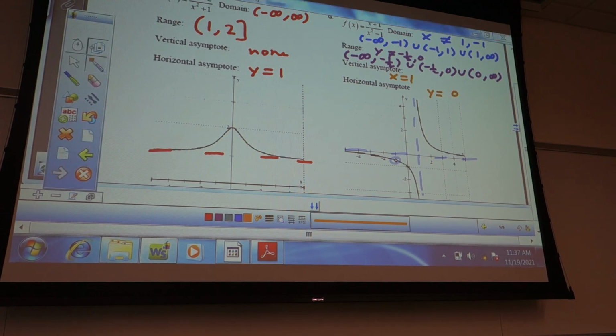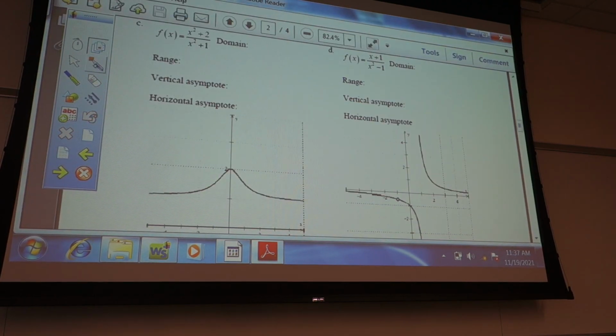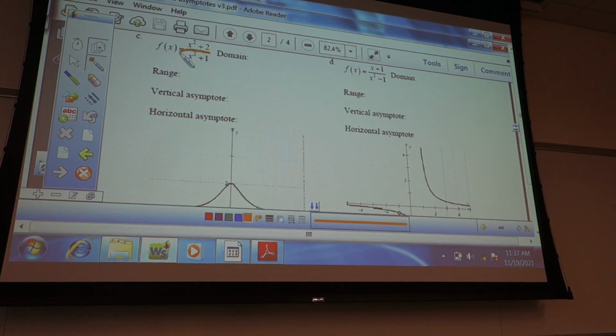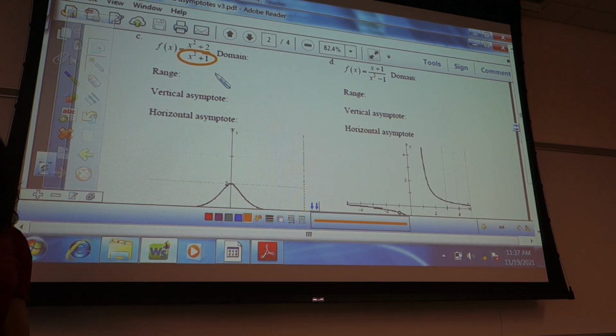You could also find these domains the old-fashioned way. Remember where we said this can't be equal. Remember, there are two things you can never, ever do. One of them is what? Divide by 0. What's the other thing you can never, ever do? Square root of a negative number.